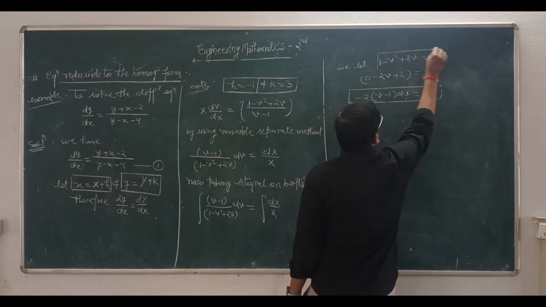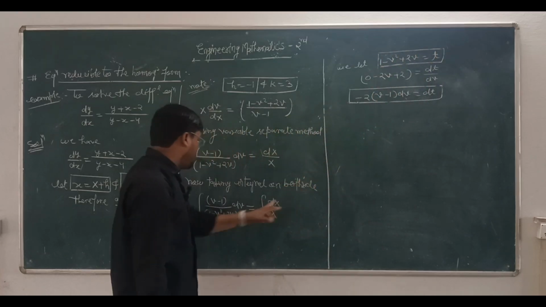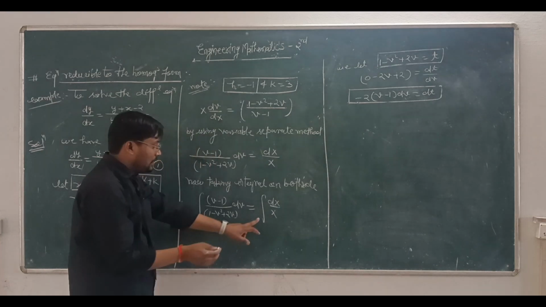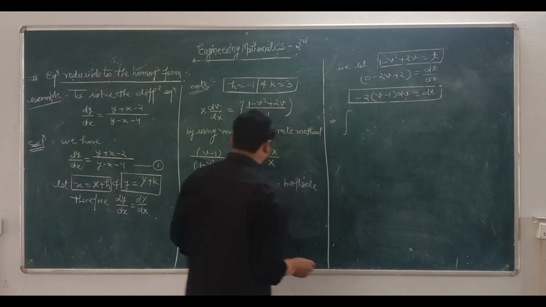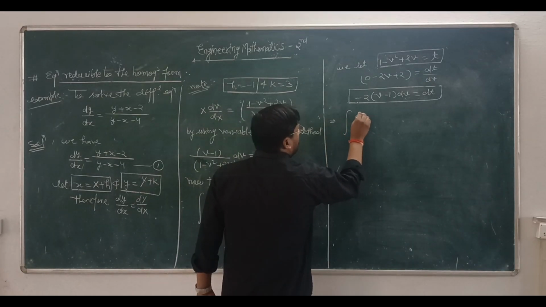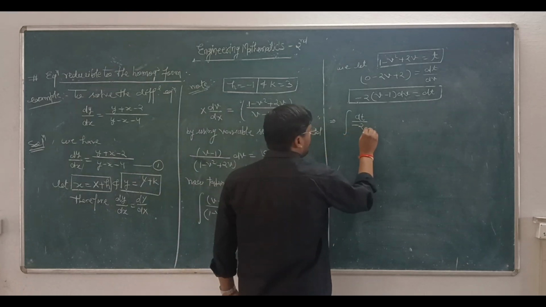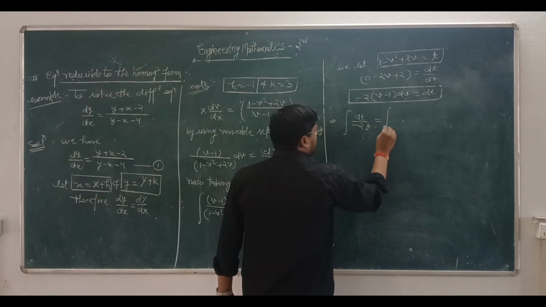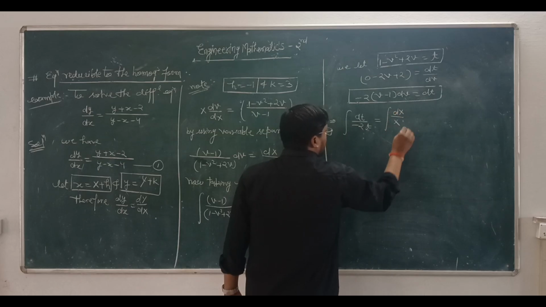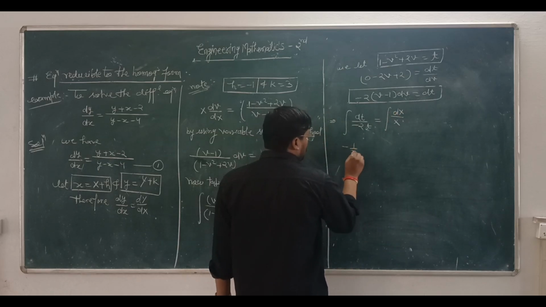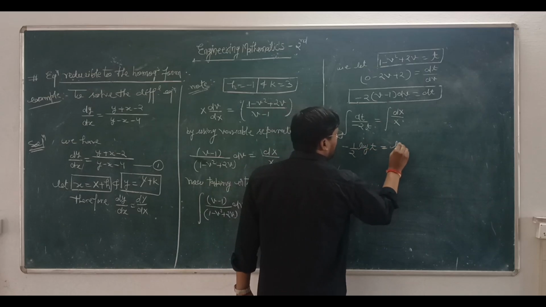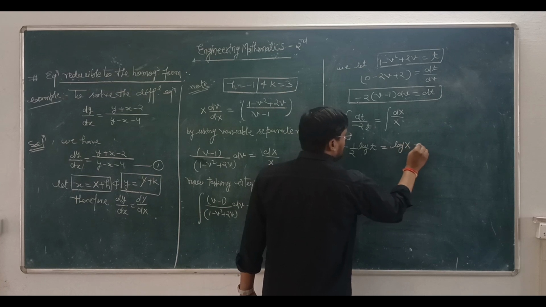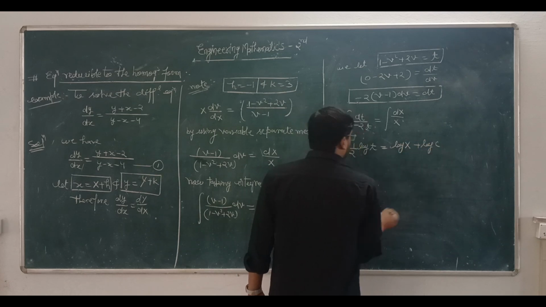Now putting these values in this equation, you can write integral dt upon minus 2t is equal to integration dX upon X. Now you can write minus 1 by 2 log t is equal to log capital X plus log c.